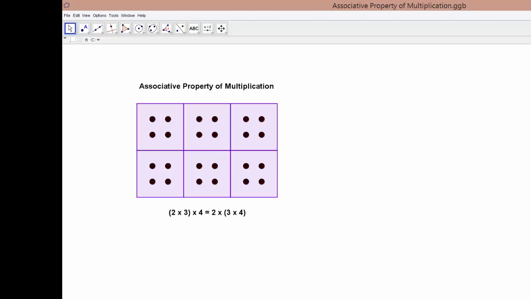So we can see that it doesn't matter how we count the number of small black circles, whether we count the total number of big squares times how many small circles we have per square, or whether we count how many small circles we have per row and multiply it by how many rows we have, we're still going to get exactly the same number of small black circles, right? Exactly. And so that's a demonstration of the associative property of multiplication.